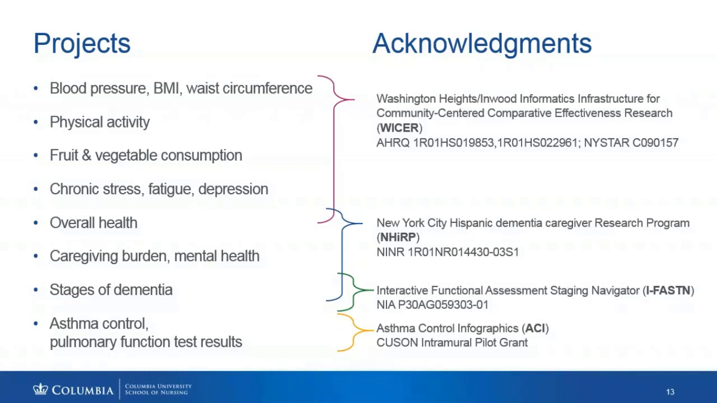The second project was with family caregivers of persons with dementia, Hispanic family caregivers, and most of the outcomes that we were measuring had to do with caregiver burden, mental health, and also the stages of dementia. And then the last project is a little bit different because it's intended for clinical use. We haven't actually moved it into that arena yet, but the idea is to communicate information in a clinical setting. So to help the provider and the patient understand what is the level of asthma control and what do the pulmonary function test results mean.